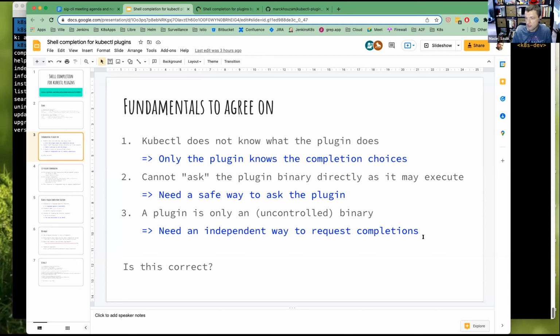I've pasted in the chat the current KEP describing kubectl plugins. Perfect. Thanks. There we go. Yeah, hopefully we could do better than you mentioned. The documentation for the Git plugin completion wasn't all that strong. That was my impression.